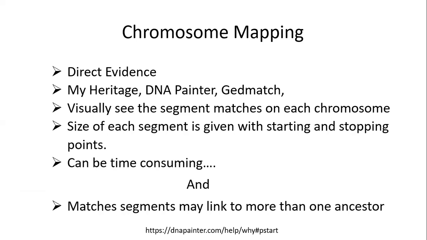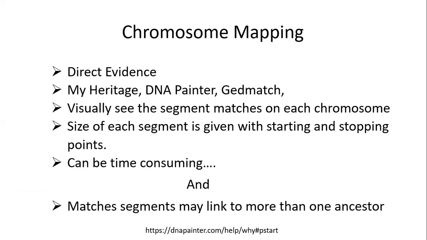Chromosome mapping is direct evidence. MyHeritage, DNA Painter, and GEDmatch can do it. MyHeritage and GEDmatch will do it for you. With DNA Painter, you do it yourself, and that can be seen on dnapainter.com. You want to get familiar with that site because it has a lot of good tools. This gives you the visual of where the segments fall. You can see what piece you share with your cousin Tom. You can actually see that on the chromosome map.